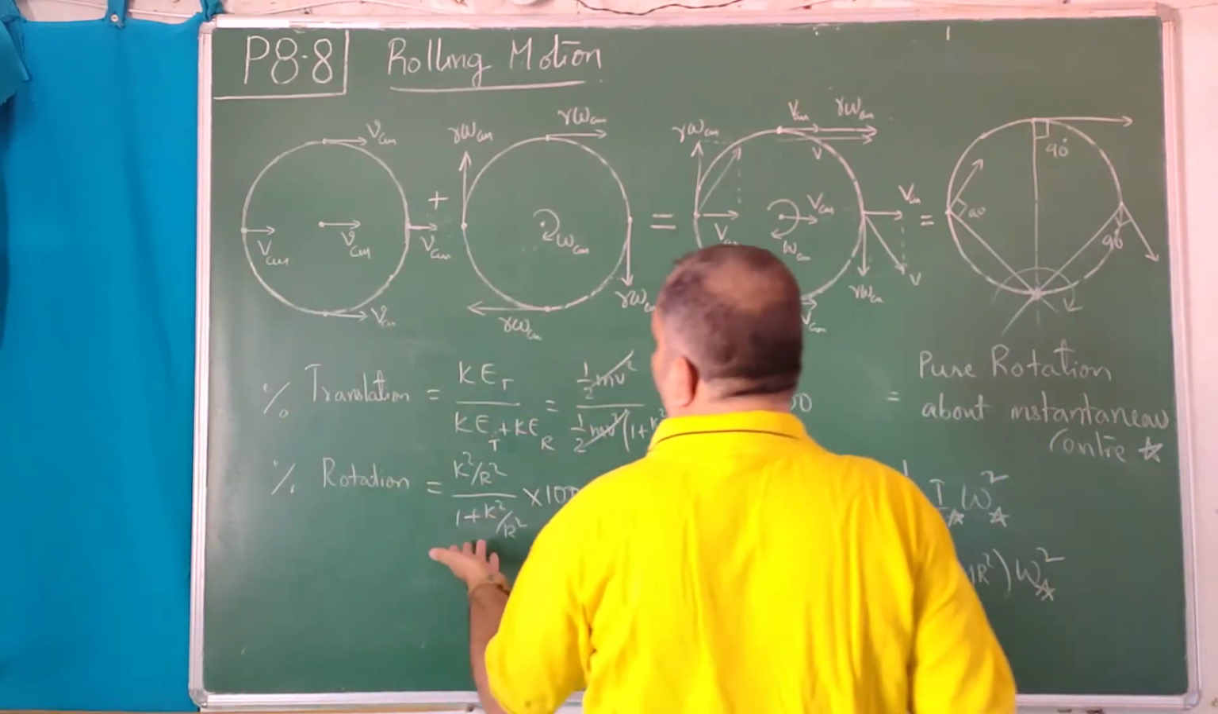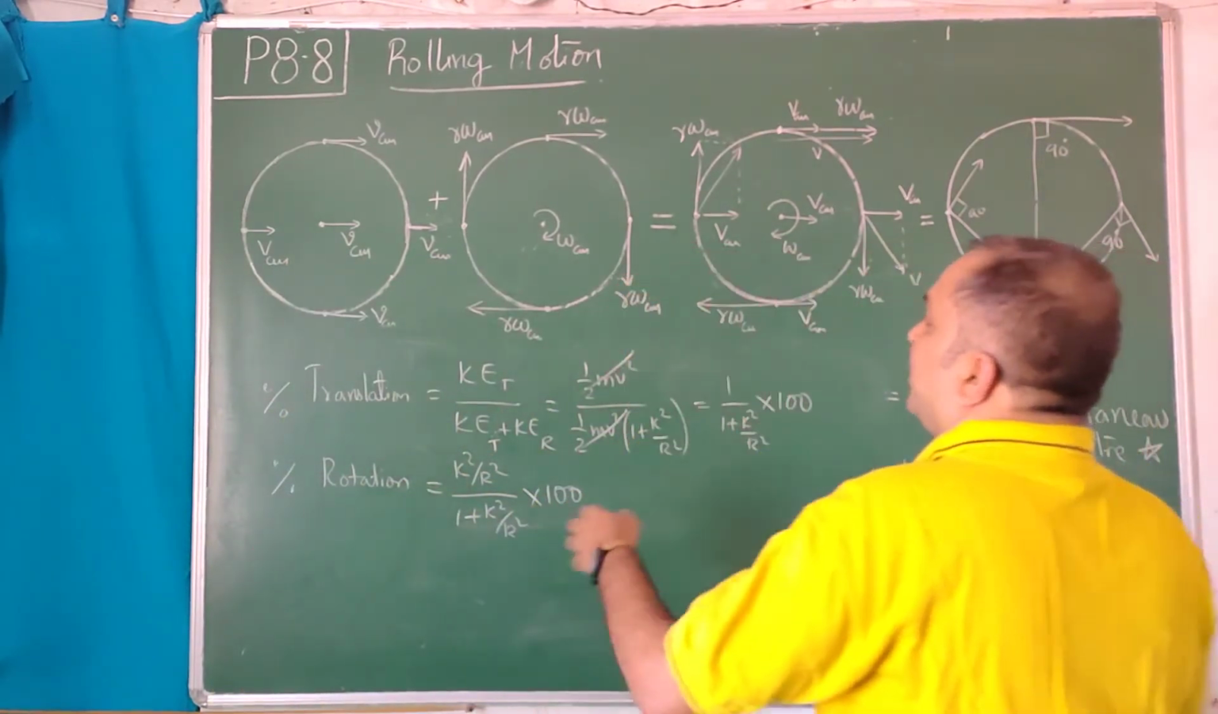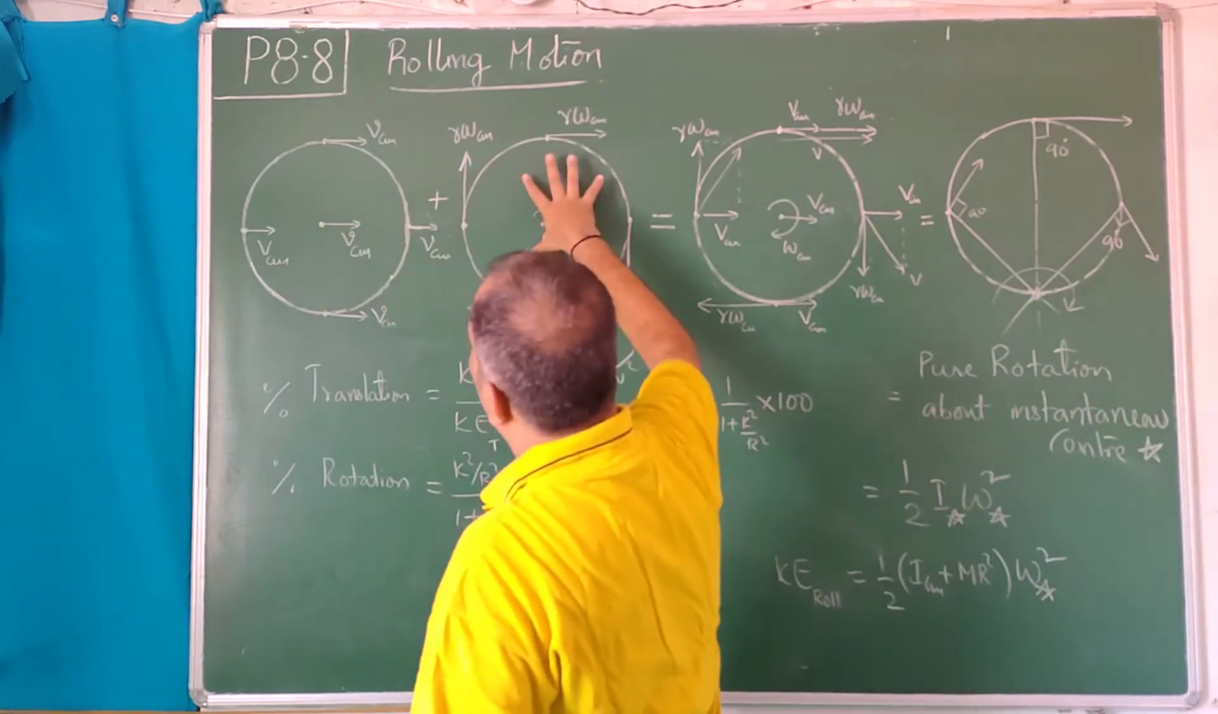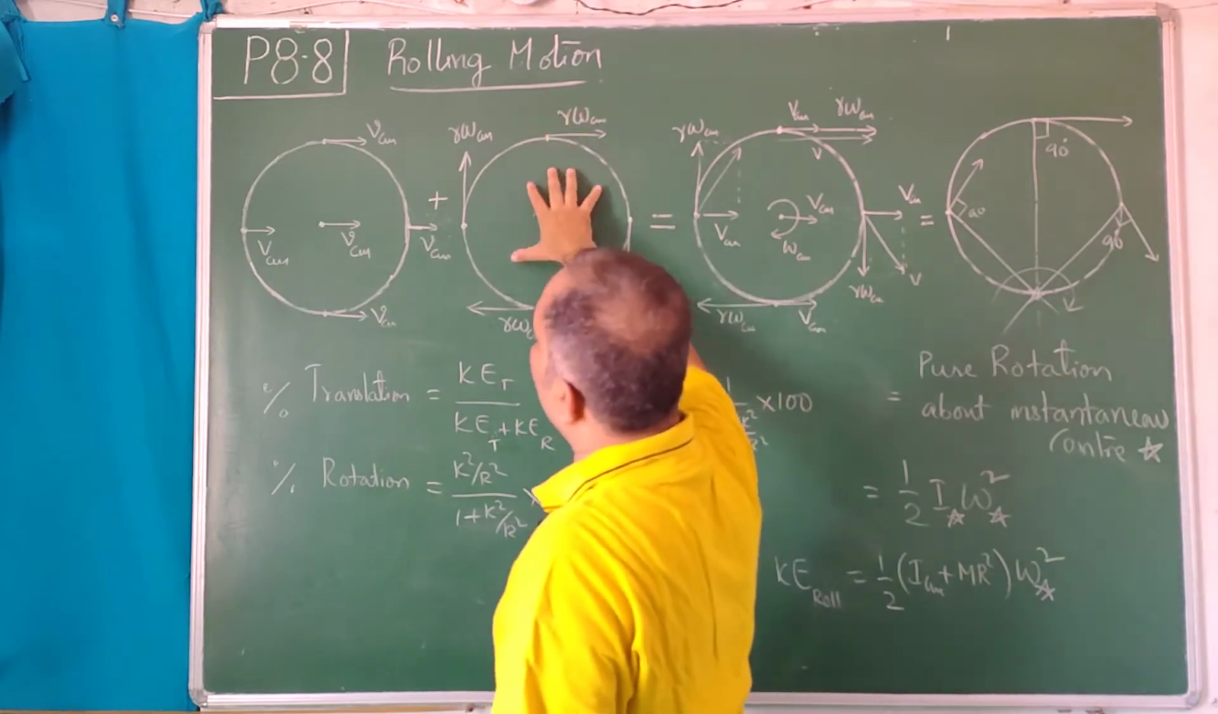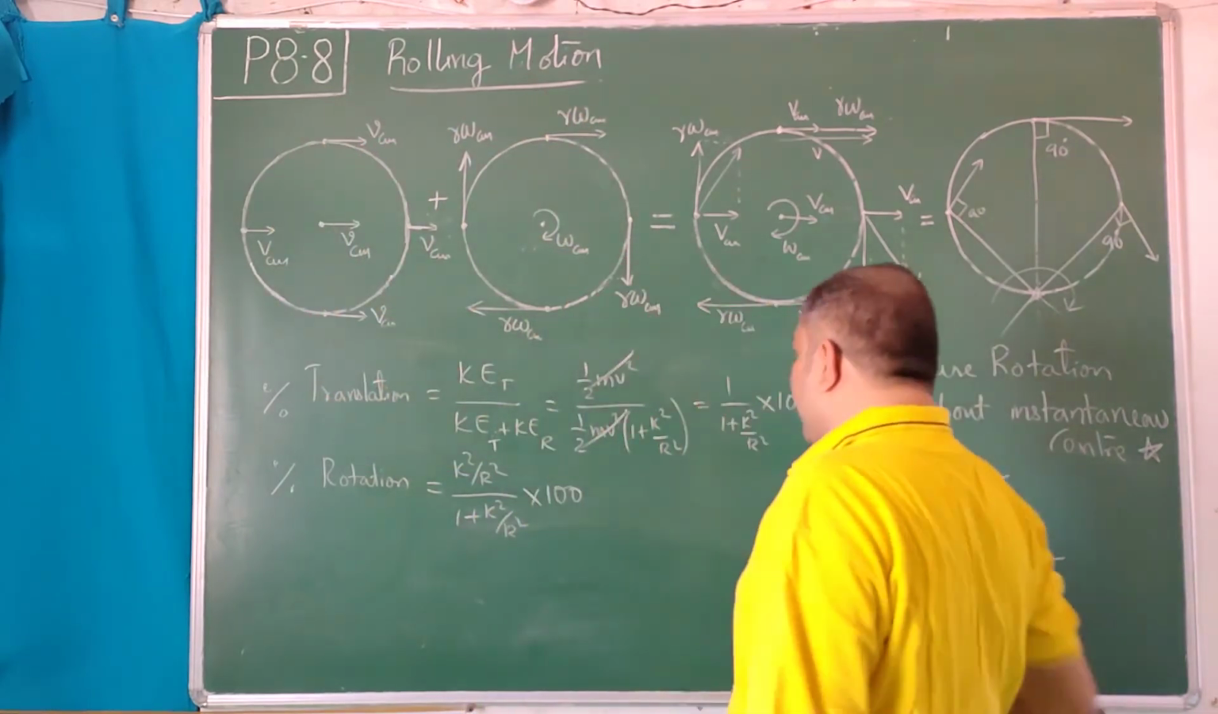And if you find any one of them, the remaining is the other. See, rolling is a combination of translation and rotation. So out of 100%, if this is 40%, this will be 60. If this is 30, this will be 70, like that.